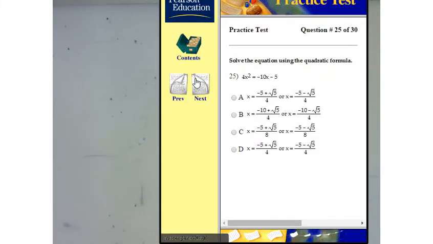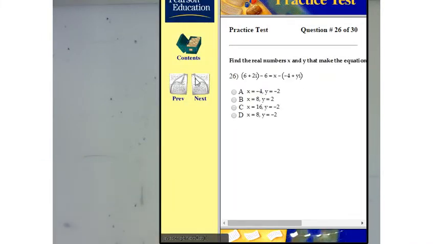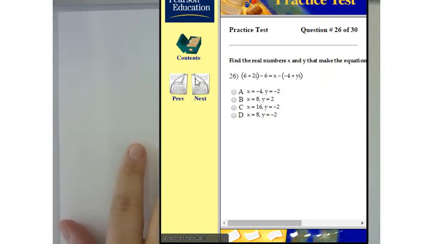Let's do problem number 26. Oh, these are good ones. These are fun. We're asked to find x and y, and they give us a complex number equivalency.